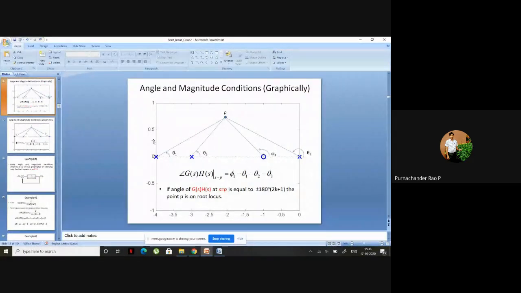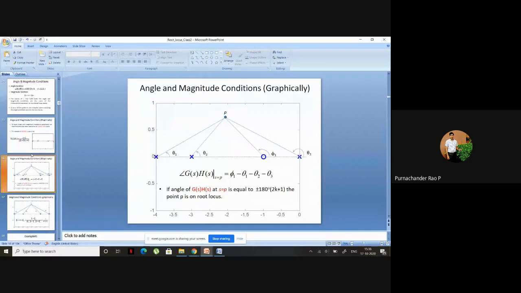Okay. So once again I will start with this angle and magnitude criteria.